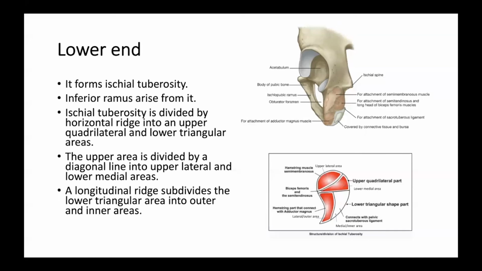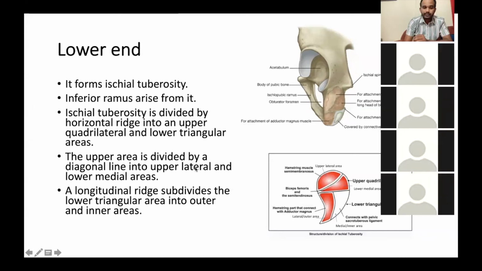sitting. When you sit on the ischial tuberosity, the weight of the body will be on this area. The inner part of the lower triangular area is weight bearing, so this area is not giving origin to any muscle, and it contains fibrofatty tissue, which supports the body weight when you sit. Is it clear, everybody? Yes, sir.